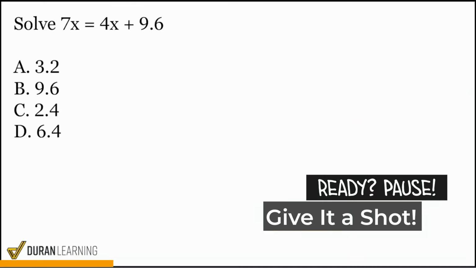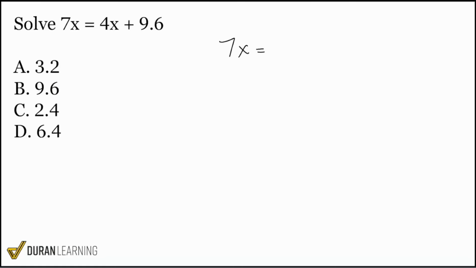All right, next question. Question reads, 7x equals 4x plus 9.6. All right, so we have a decimal here. We're solving an equation. I can definitely feel the anxiety in the room, but we're going to handle this one step at a time. We have variables on both sides. So my first goal is really going to be, let me clean this up. Let me get the variables on the same side.